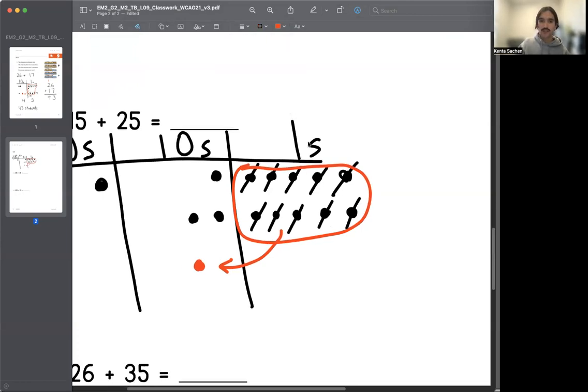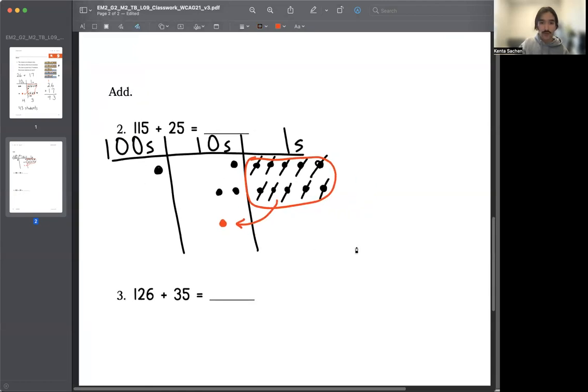Awesome. So now that we regrouped, how many ones do we have? We now have 0 ones, because all of them we crossed out, all 10 of them. How many 10s do we have? 1, 2, 3, 4. We have 4 10s. And how many hundreds do we have? 1. So our answer is 140.